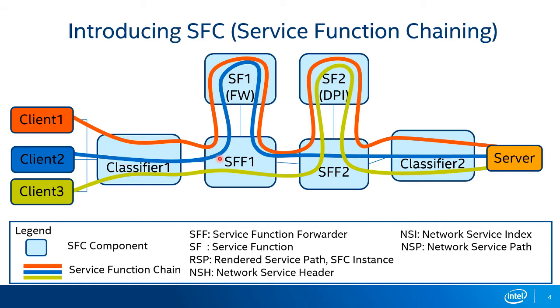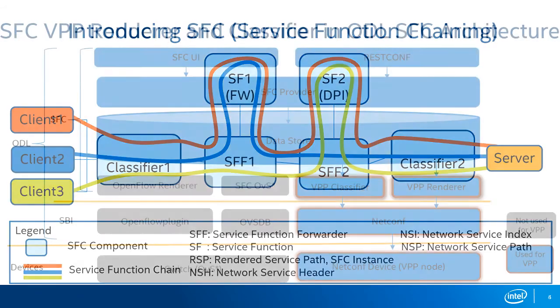The service function forwarder will steer the traffic to the service function, the next service function forwarder, or the classifier according to the network service path and network service index in the NSH header. A service function is a specific service such as firewall, DPI, or load balancer.